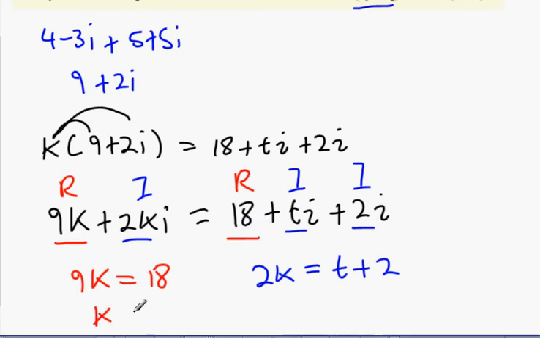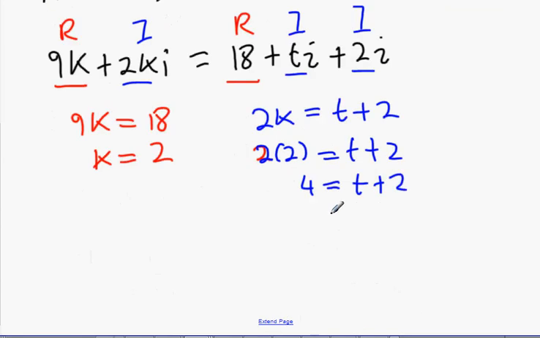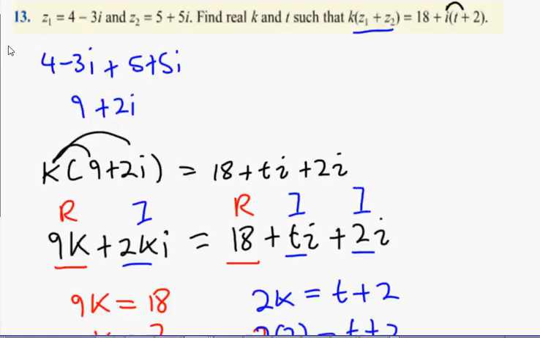k therefore is 2. 18 divided by 9 is 2. Now we know that k is 2. It's going to be 2 times 2 equals t plus 2. 4 equals t plus 2. t therefore equals 2. Okay? And that's question 13 done.